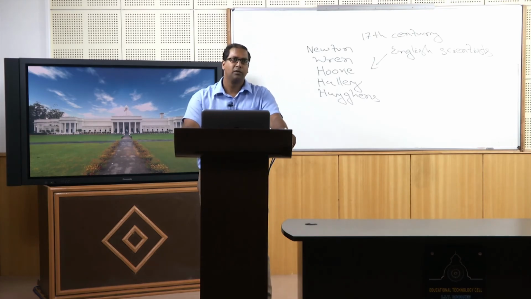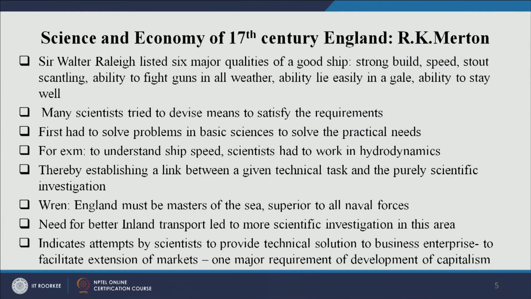Now, Sir Walter Raleigh listed 6 major qualities of a good ship. What are these qualities? Strong build, speed. The ship should have strong build, it should have speed, it should have stout scantling, it must have ability to fight guns in all weather, it must have ability to lie easily in the face of a sea storm, and must have ability to stay well. It should have better balance.